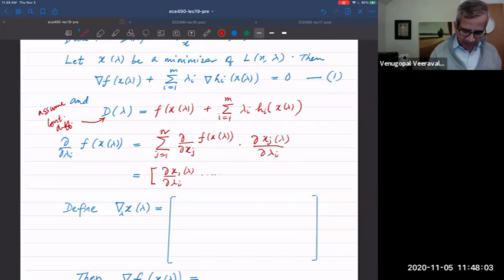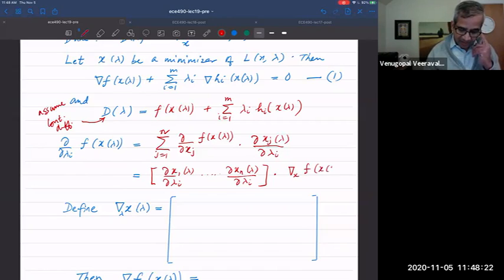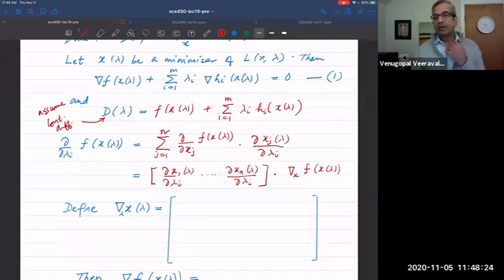Put all these partials, x1 through xn of x lambda with respect to lambda i, into a vector, and then multiply that by the gradient with respect to x of f of x lambda. So compute the gradient of f with respect to x, substitute x lambda inside, and you get this gradient vector. Take the dot product of that with this vector.